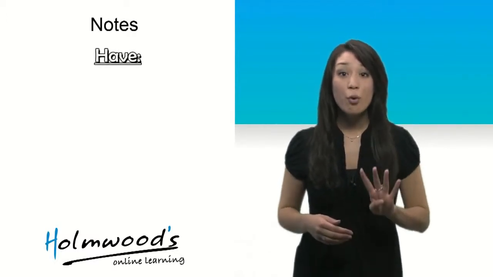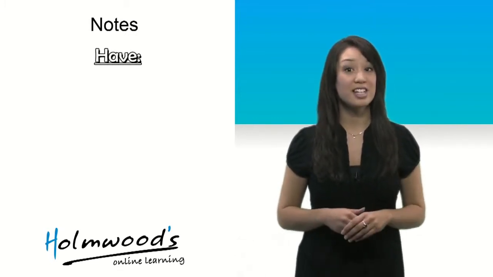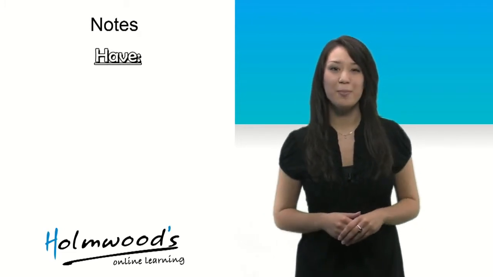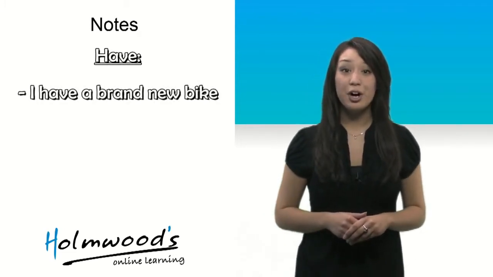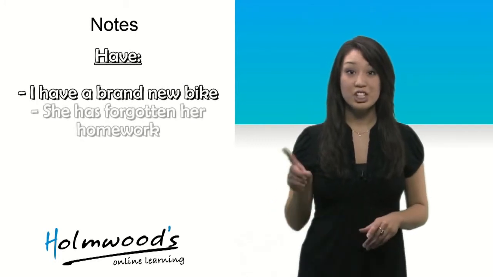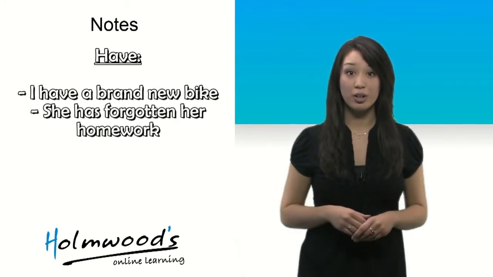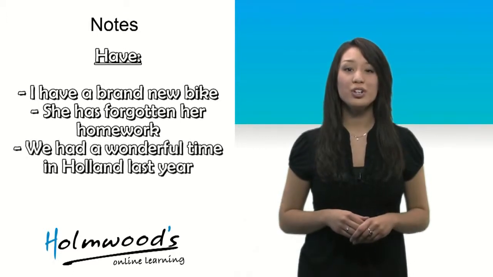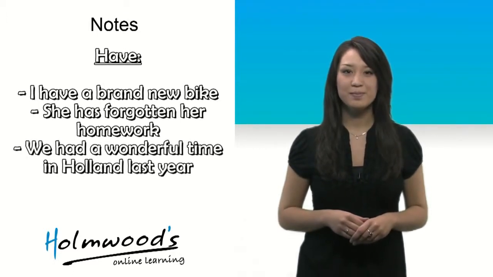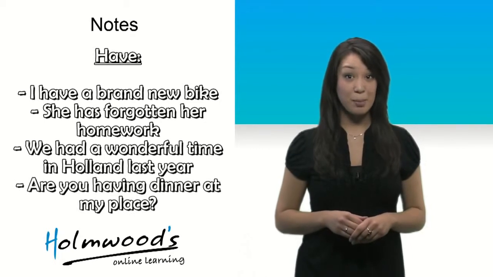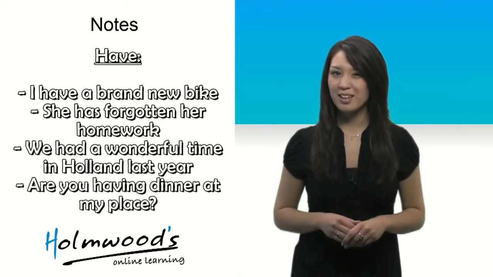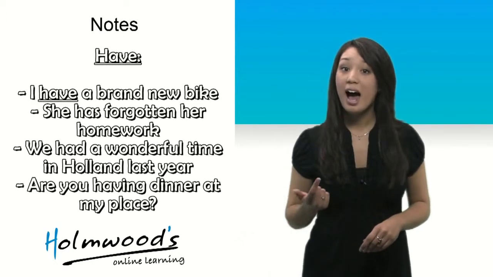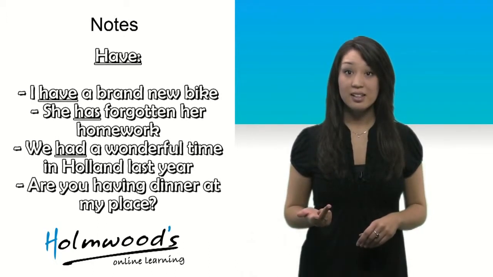Now we will have a look at have. The verb have has 4 different forms. Again, I will show you that with 4 different sentences. Ready? Here they come. I have a brand new bike. She has forgotten her homework. We had a wonderful time in Holland last year. Are you having dinner at my place? Did you see them? Have, has, had, and having.